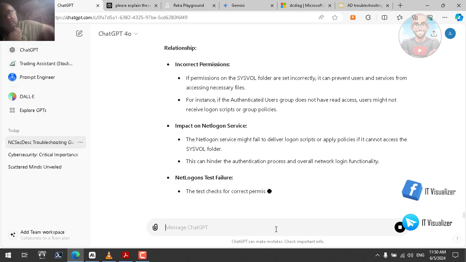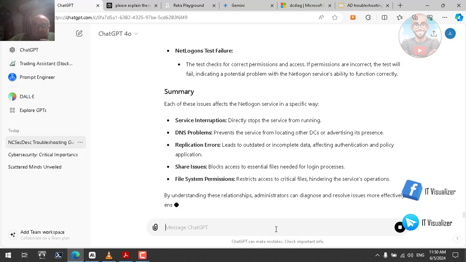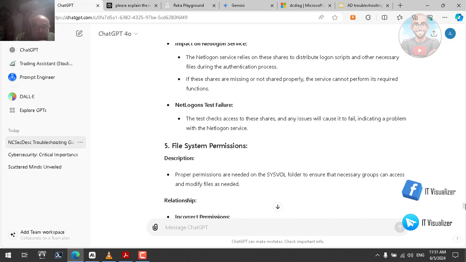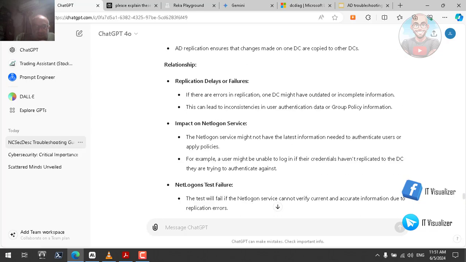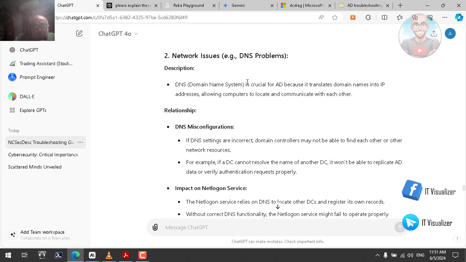Okay, so let's see one of the answers here. He's saying, let me go further and ask it. For example, if we go to the DNS, the one that I was talking about: DNS is crucial for the AD because it translates domain names to IP addresses, allowing computers to locate and communicate with each other. If the DNS is not correct, domain controllers may not be able to find each other or other network resources. For example, if a DC cannot resolve the name of another DC, it will not be able to replicate.